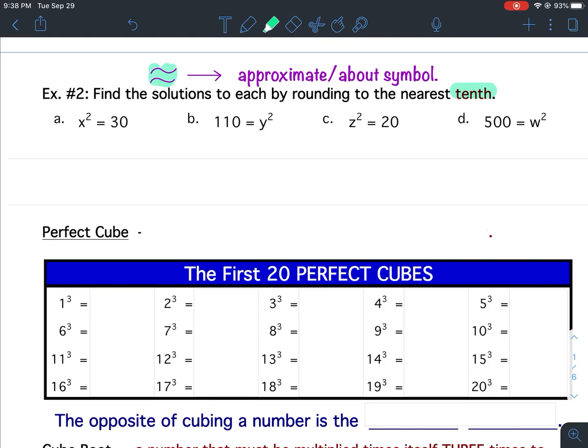When we round, we use this symbol right here. That is the approximate sign, or the approximate symbol. Okay, so it's kind of like an equal sign, but the lines are squiggly. So take a moment, pause your video, and write that down. So the approximate sign means that it is approximate, or you could also say about.